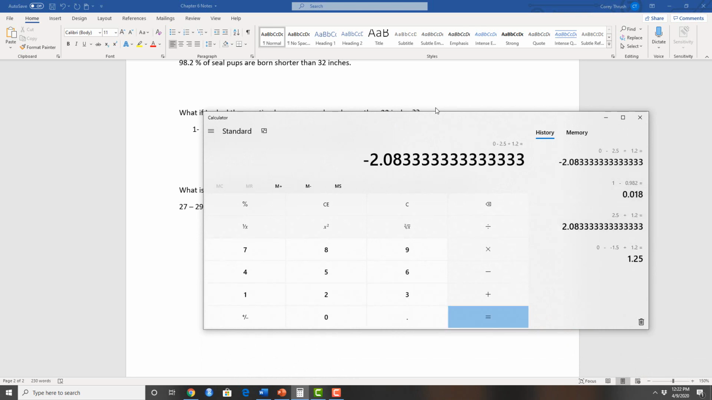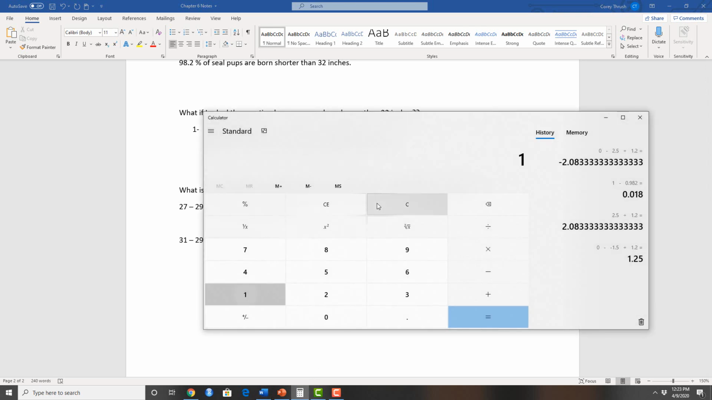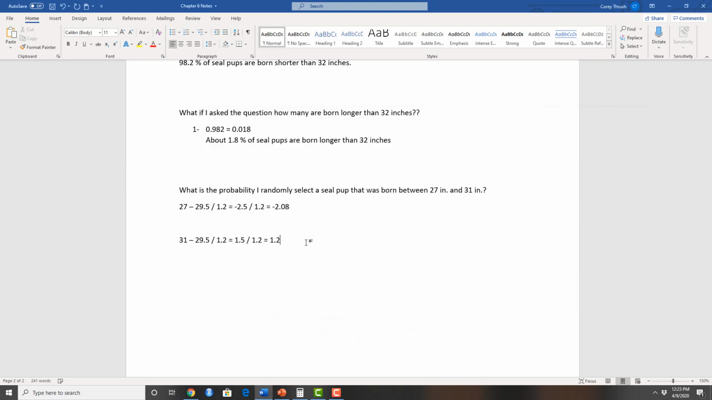And we have negative 2.0833, but we're going to round it to negative 2.08. How about 31 inches? So 31 minus 29.5 divided by 1.2. Well, this is equal to 1.5 divided by 1.2. And that's equal to 1.25.